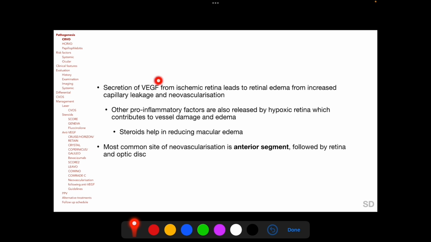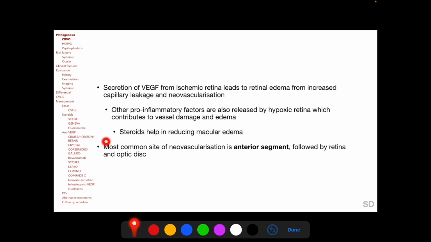Secretion of vascular endothelial growth factor from ischemic retina promotes capillary leakage and neovascularization, and while capillary leakage can lead to retinal edema, neovascularization can lead to neovascular glaucoma, vitreous hemorrhage and retinal detachment. In addition to vascular endothelial growth factor, other pro-inflammatory factors are also released by hypoxic retina, which contribute to vessel damage and retinal edema, and so steroids, in addition to anti-VEGF, can be used to treat macular edema from CRVO.